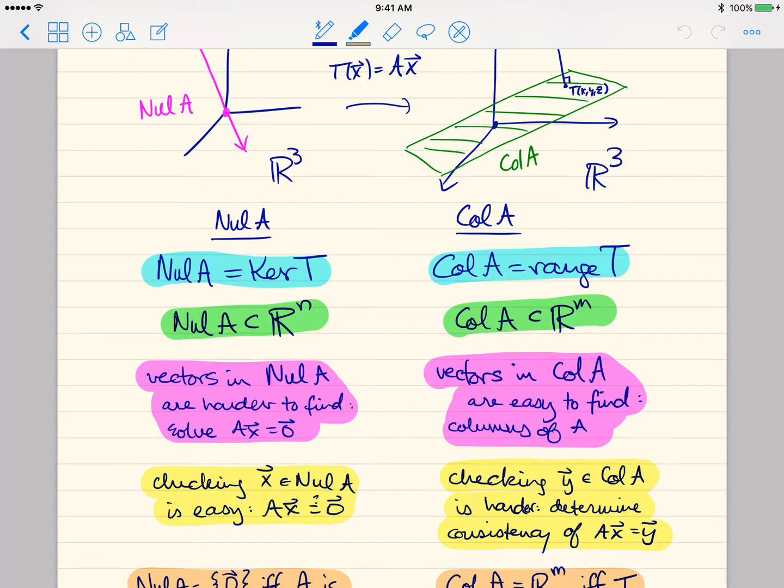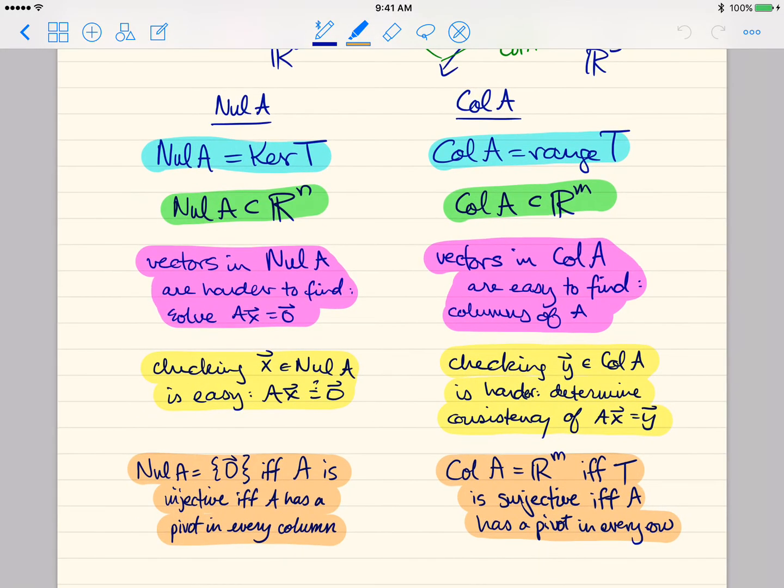Conversely, if you have a vector and you want to check whether it's in the null space, that's easy. You just multiply A times x and check whether you got 0. If so, it's in the null space. If not, it isn't. Checking whether a particular vector is in the column space is a little bit harder because, again, it requires a solving step. We have to determine whether the system Ax equals y is consistent. If so, then there's some x that maps to y, and y is in the column space. If there's not, then y is not in the column space.